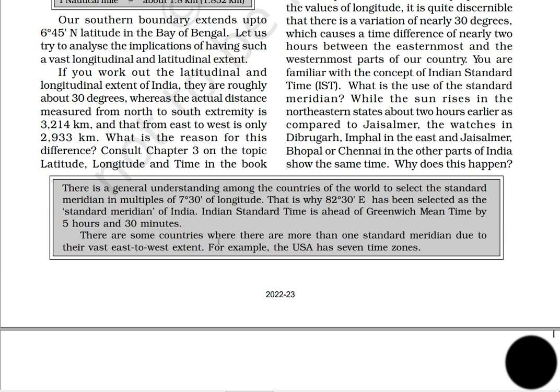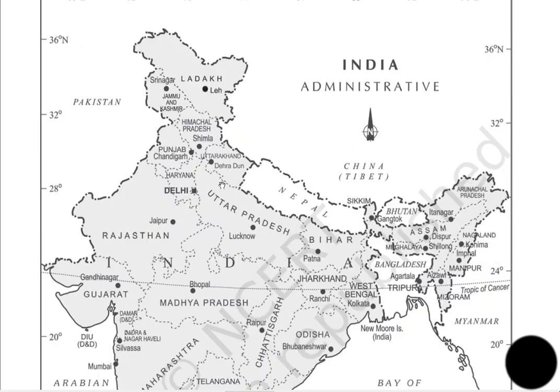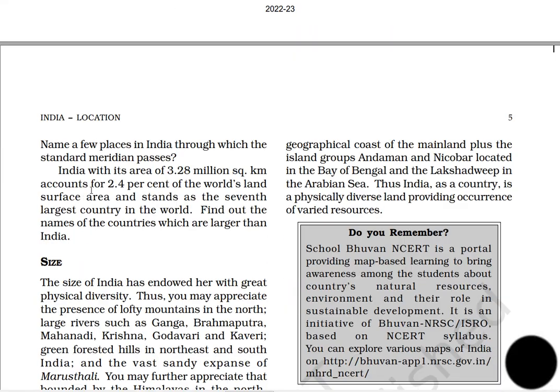There are some other countries where there is more than one standard meridian due to their vast east to west extent. For example, the USA has 7 time zones and Russia has 8 time zones. Name a few places in India through which the standard meridian passes. As far as I remember, it passes through Mirzapur, UP.